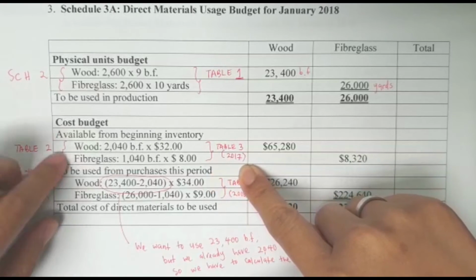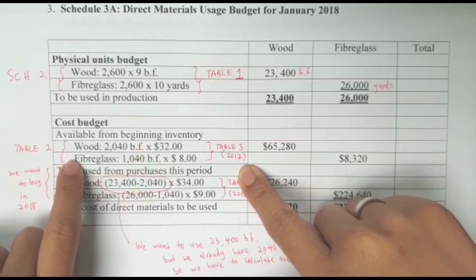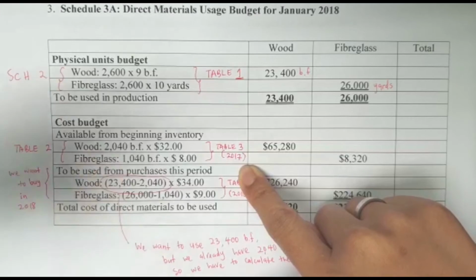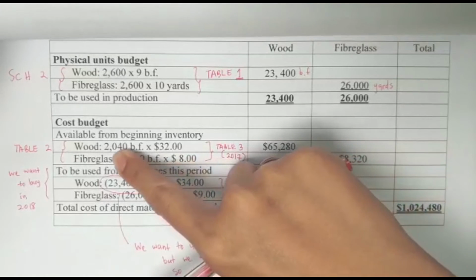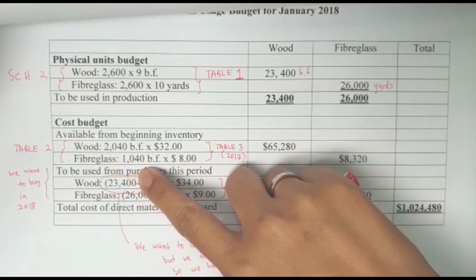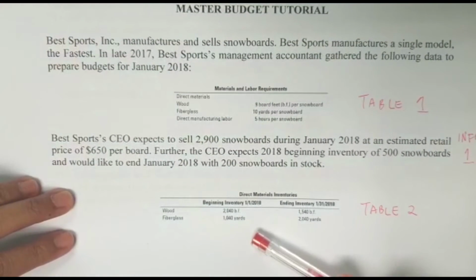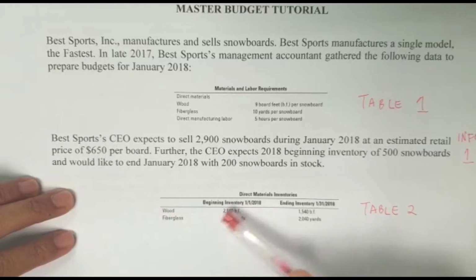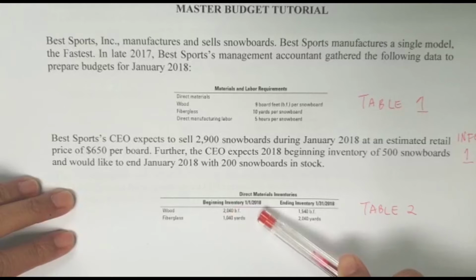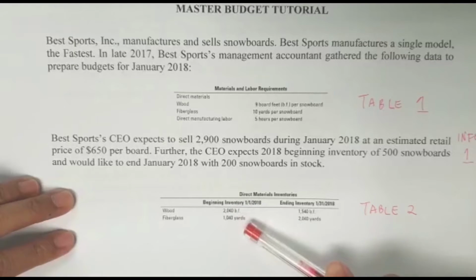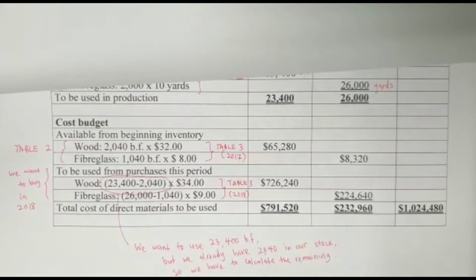According to the information given to us in table 2, the beginning inventory for the year 2018 is wood 2040 and fiberglass 1040. So this is the beginning inventory at the start of 2018, which means we carry this forward from the year 2017.